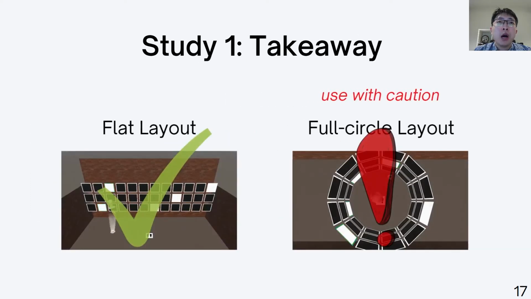In summary, our first study points to the conclusion that the main factor that impacts spatial memory is their orientation due to the rotational movement using the full circle layout. These findings suggest that, with tasks that depend on user spatial memory of the layout, full circle wraparound layouts should be used with caution in immersive environments.